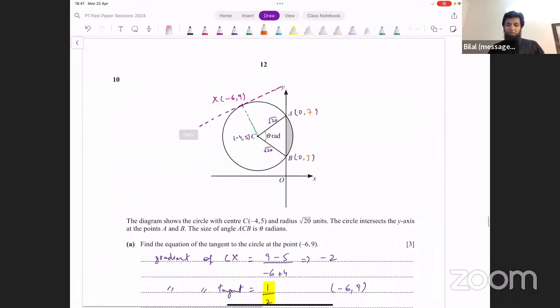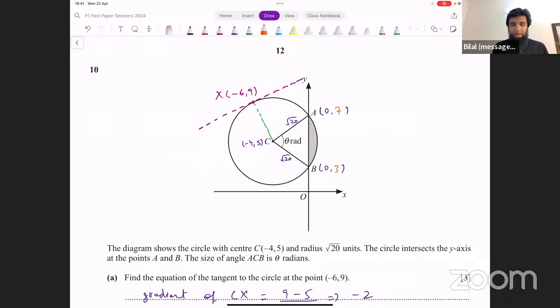We need to find the angle theta. How can we do that now? We can make an isosceles triangle. We could use cosine rule as well if you wanted, but it's easier to use a right angle triangle like this. Divide this isosceles triangle into 2 parts such that this is the 90 degrees angle. Since this is 7, this is 3. This is going to be the midpoint. This is going to be 5. 5 to 7, this length is 2 units. This length is square root of 20.